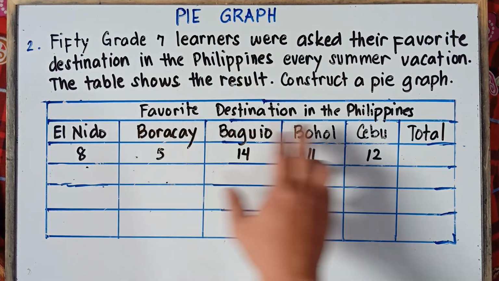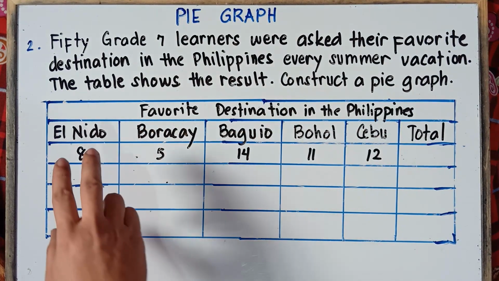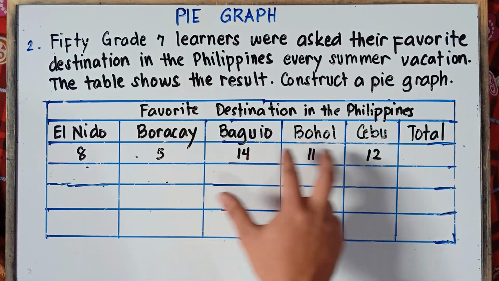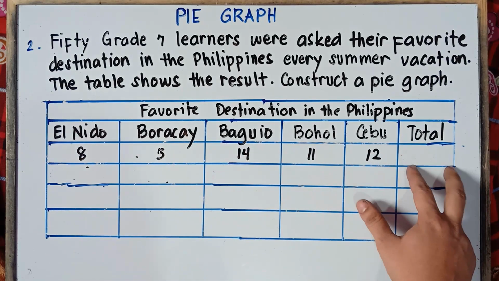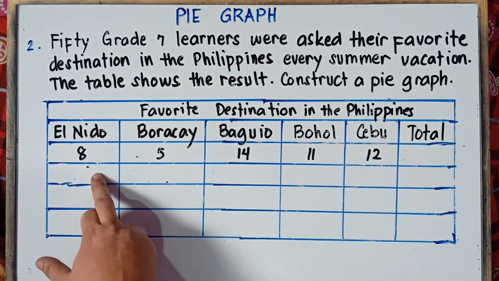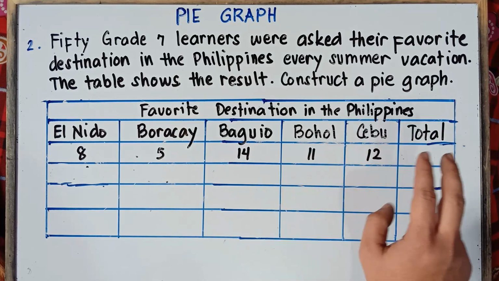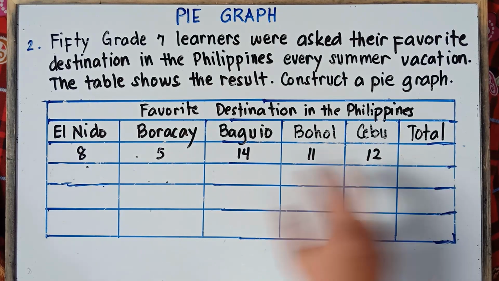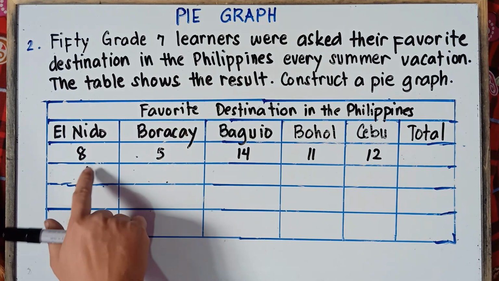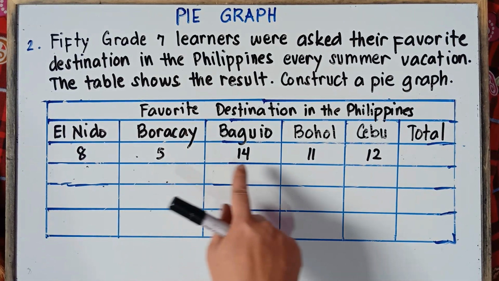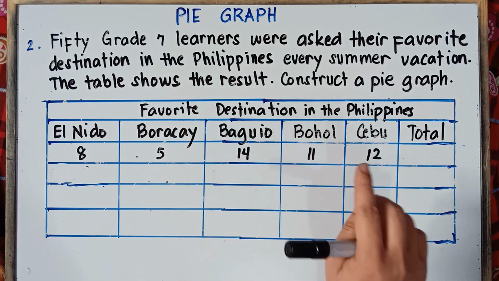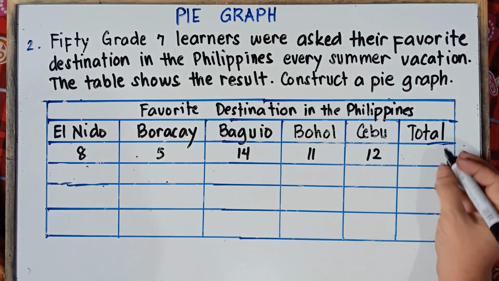So we have favorite destination in the Philippines. We have El Nido, Boracay, Baguio, Bohol, Cebu, and then the total. So 8 students want El Nido, 5 for Boracay, 14 for Baguio, 11 for Bohol, and for Cebu, that would be 12. And then the total, of course, that would be 50. So let's add this up. 8 plus 5, that's 13, plus 14, that's 27, plus 11, that would be 38, plus 12, that would be 50.